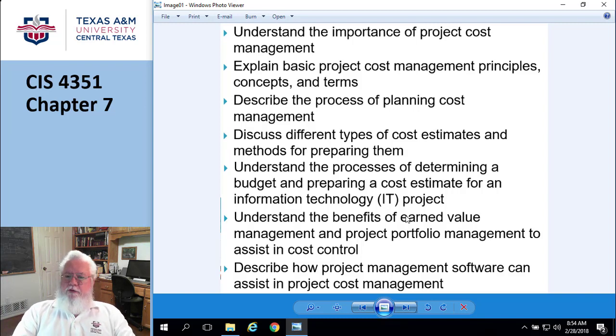So here we go. Understand the importance of cost management. Explain the basic project cost management principles, concepts, and terms. Describe the process for planning. Discuss different types of cost estimation and the methods for preparing them. Understand the process of determining a budget. Understand the benefits of earned value management. And describe how project management software can assist.